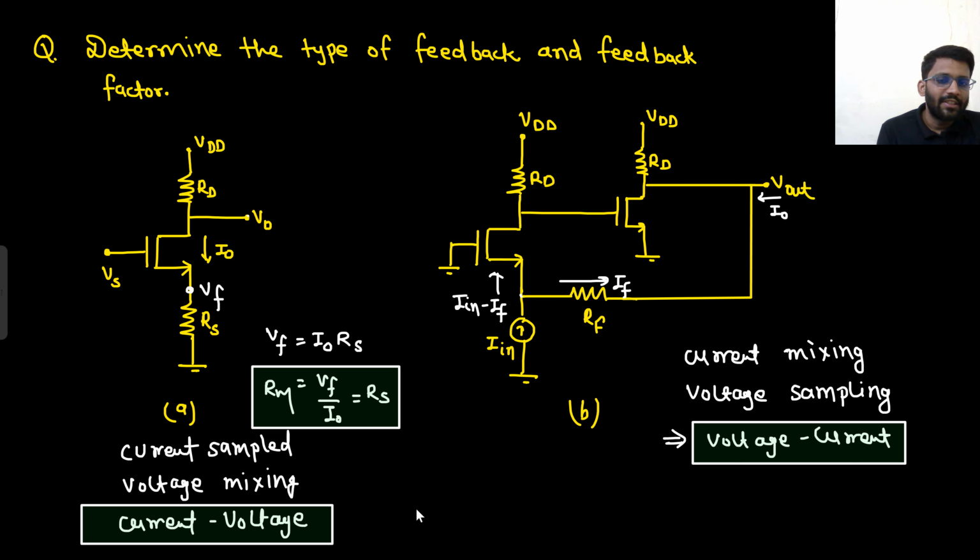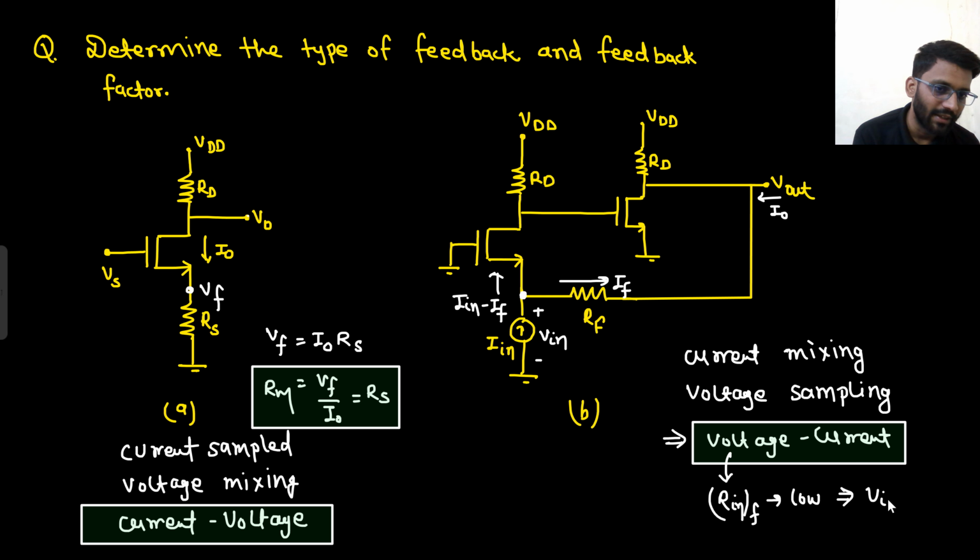How will you determine? Can I write V0 by RF equals to IF? No, because there is this node which is not grounded. What kind of feedback topology is that? Voltage current. For voltage current feedback topology, your input impedance should be as low as possible, because what is your input? Input is current. For current input, you want your Rin to be as low as possible. So you can take this node as grounded. If this is the feedback topology, that means your Rin with feedback should be low. And if this is low, I can take Vin to be 0. So Vin can be grounded.